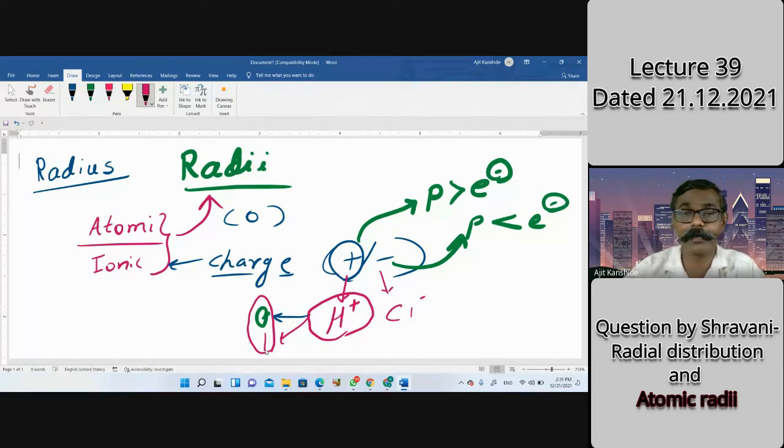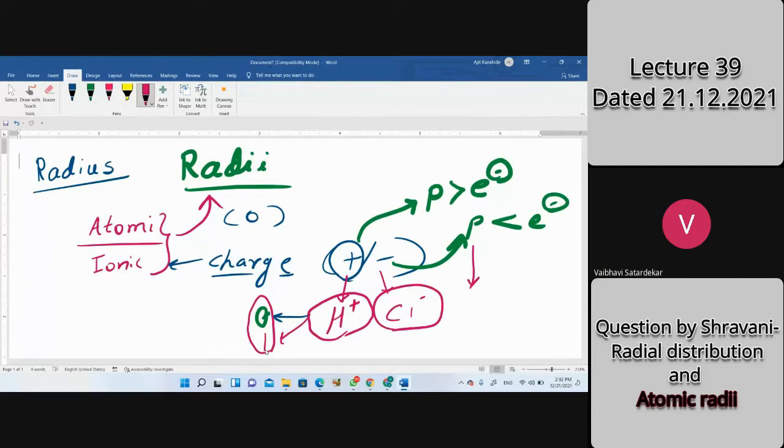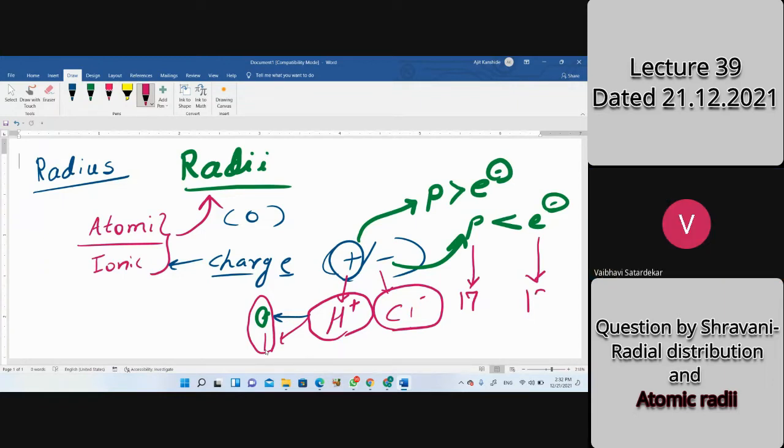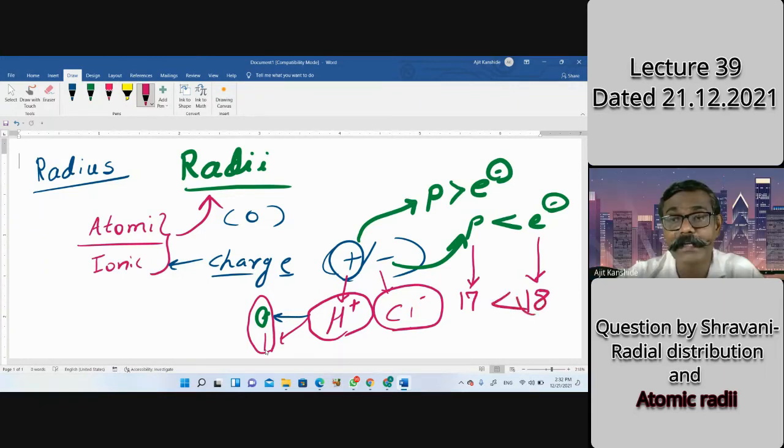But the other example that I found, Cl minus. Answer my question: in Cl minus, how many protons are there? Atomic number of chlorine, Z value. 17. Yes. So in Cl minus, how many electrons are there? One negative charge, so one extra electron. So how many electrons will be there? 18. 18 electrons are there in Cl minus. The extra electron gives negative charge to that ion.